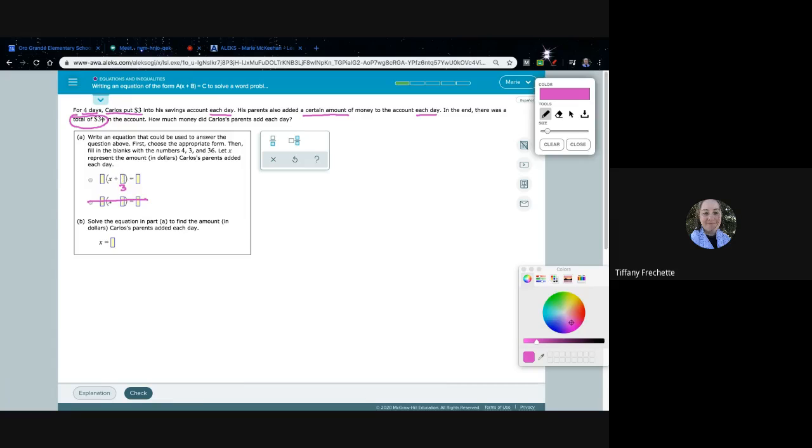And then how many days did he do that for? 4 days. So we're going to put a 4 in this box. And I'm putting it underneath just so it's not in my way when I go to type these in. And then we know his total was 36 because they told us he has a total of $36 at the end. So here we have our equation. 4(x + 3) = 36.